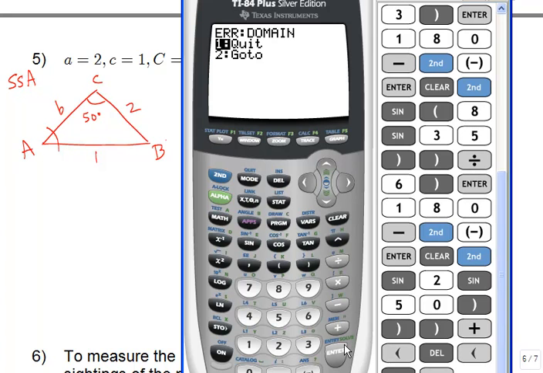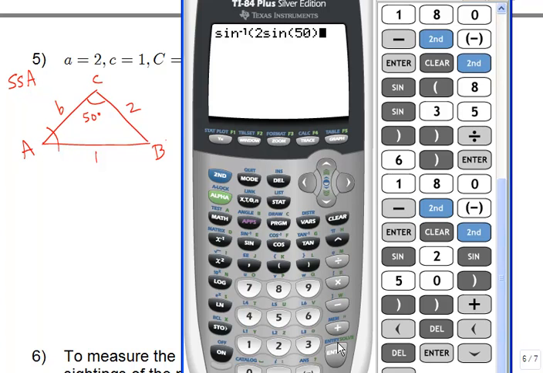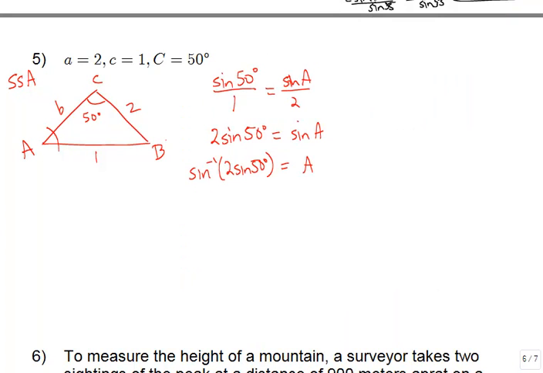And look at what happened. I got this thing that says ERR domain. That stands for error. And just to make sure that I typed it in correctly, I've got all my parentheses in place. So everything looks good, except when I hit enter, I get this domain error. And what that means, if we look back at our expression here, is that 2 sine of 50 degrees, I can't take the inverse sine of that because that ends up being too large. So that means that this does not have a solution.